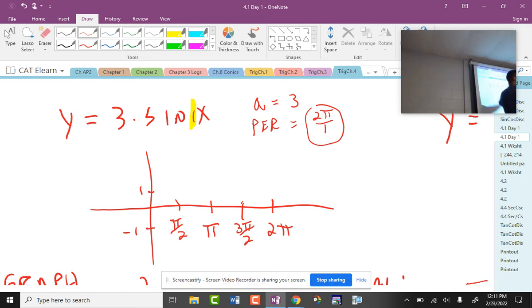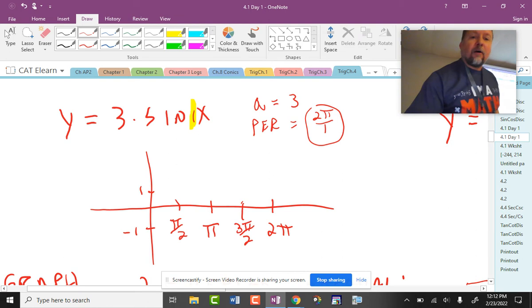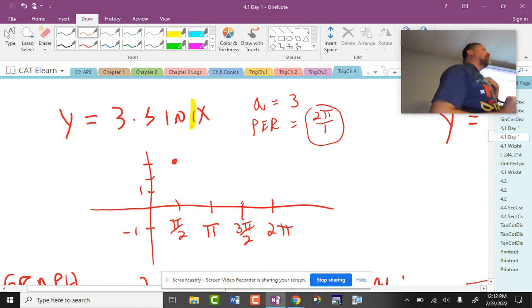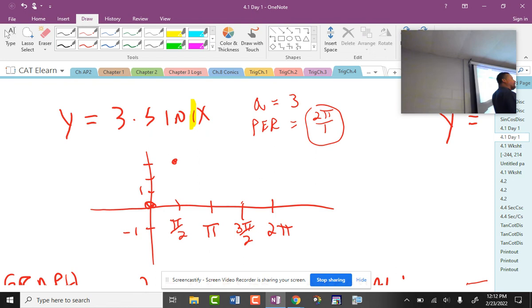1 times 3 is what, everybody? 3, 2, 1, go. 3. That's why this point changes from 0, 1 to 0, 3. There's the stretch. But here's the thing. What's sine of 0? Still 0. What is 3 times 0 still? 0. So that point doesn't change. All the points in between all get stretched by a factor of 3.